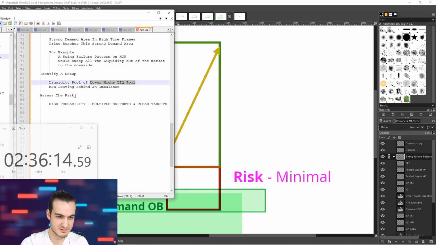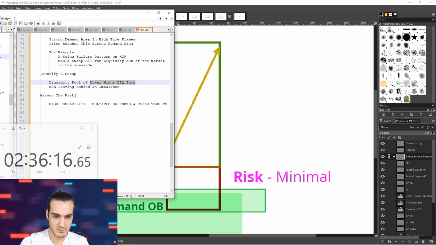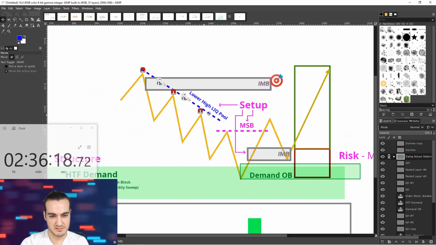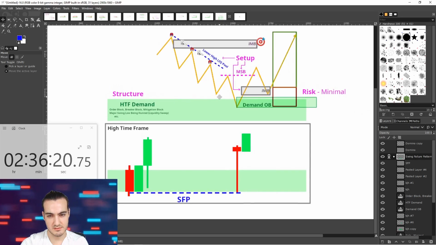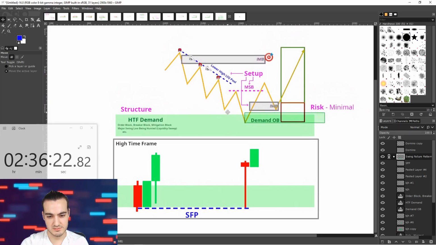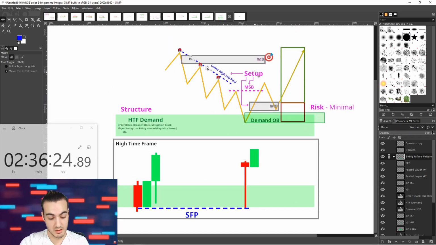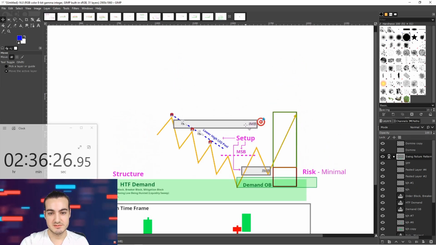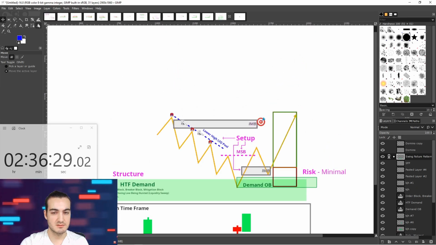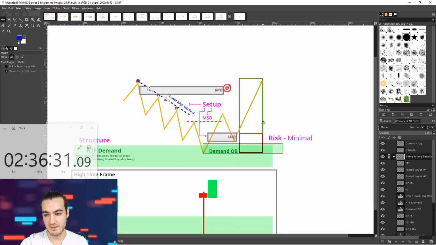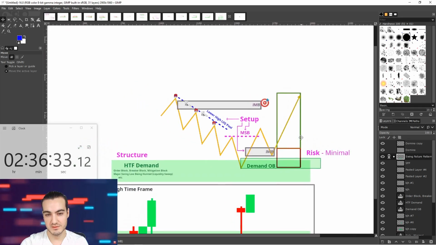Do I have any other notes on that? No. Let me zoom out. Is there anything else I wanted to say? Nope. All right. Let's move on. Let's give this a title, drag it into the notes, and then move on to number 5.